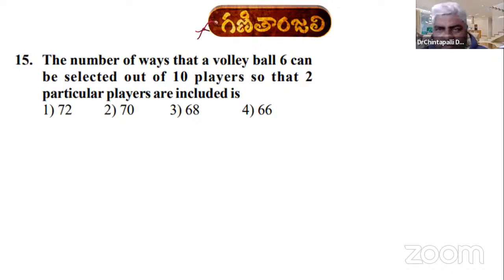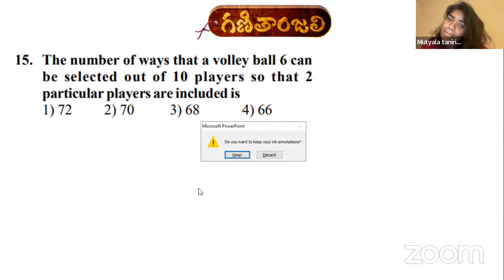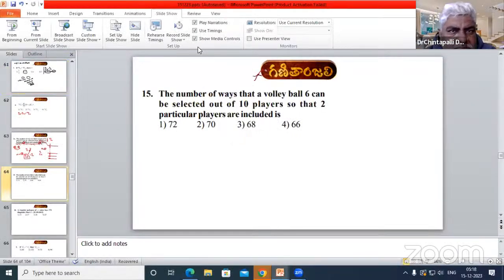What about this question? The number of ways that a volleyball 6 can be selected out of 10 players so that 2 players are included is... Can you try? 10C4, sir. Just wait.